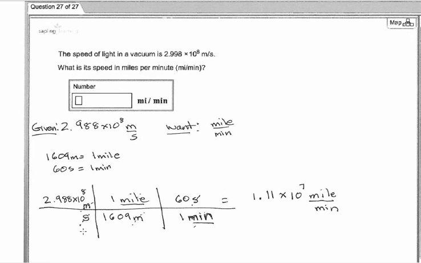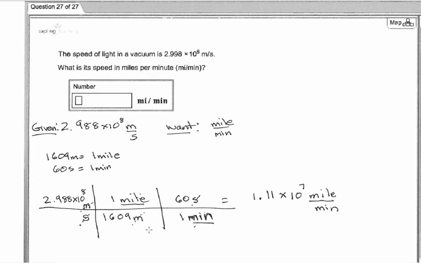Now it doesn't matter which value I convert first. Since meter is in the numerator, I chose to convert it first, but I could have just as easily started with my time unit. So if I have meters here, I need meters in my denominator. And this is the only conversion factor I have with meters in it. So 1,609 meters goes in the denominator, and miles goes in the numerator. And this is the unit that I want, miles per minute. So I'm done with my length conversion.